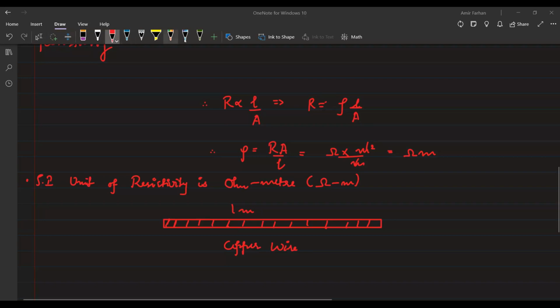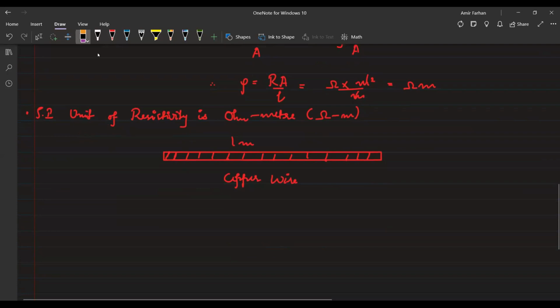One more thing is that resistivity does not depend on the length, and does not depend on the area of cross section. It means that if you have 1 meter of copper wire and you increase the area of cross section, the resistivity will be the same for that 1 meter of wire. I'm saying resistivity. Everybody got it on note? Resistance and resistivity are different values.